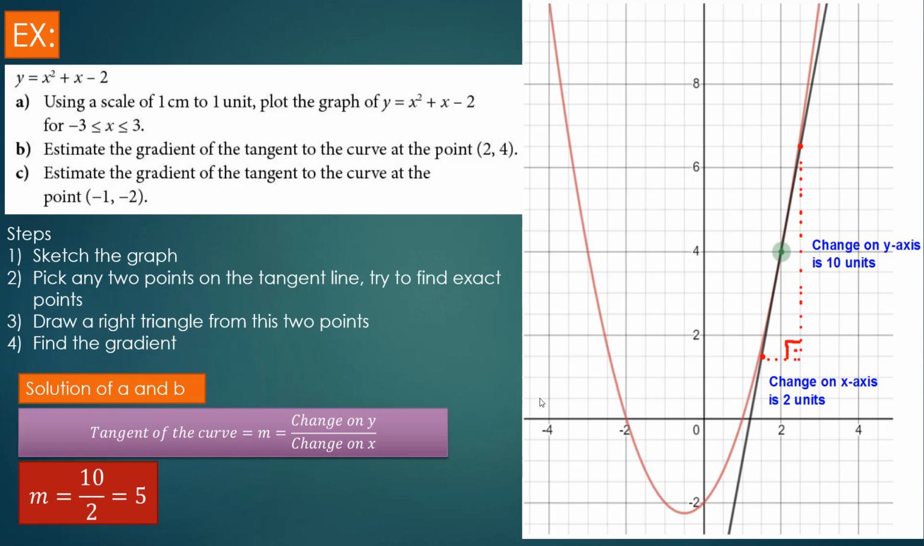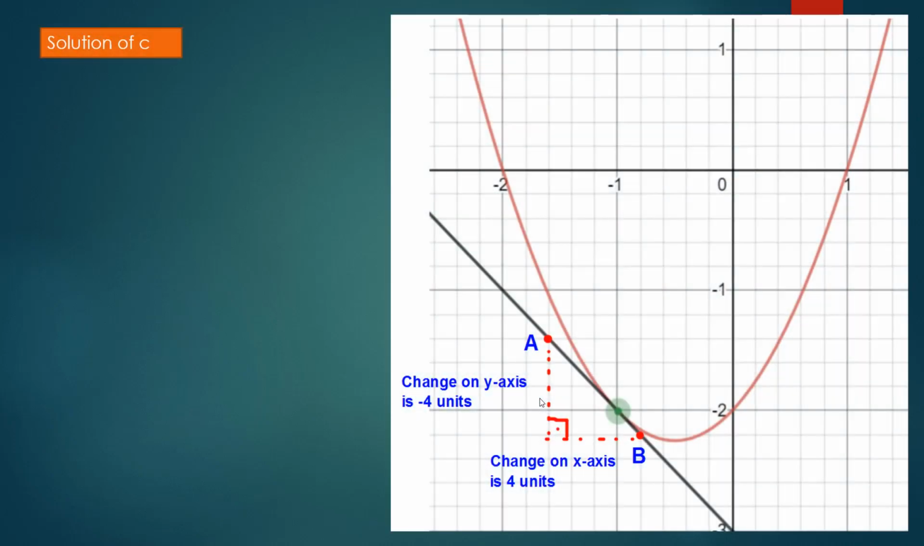On B, it says to estimate the gradient of the tangent to the curve at the point minus 1, minus 2. We need to follow the same steps. We sketch the graph. We sketch the tangent line on the point minus 1, minus 2. We take any 2 points around the point minus 1, minus 2. These 2 points we can call A and B, and we count the squares.